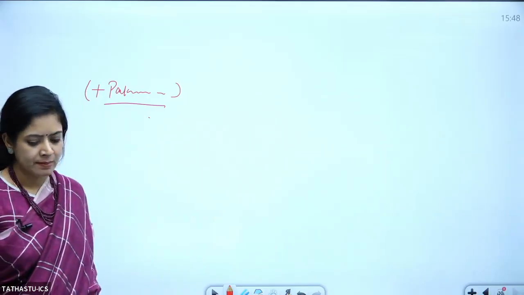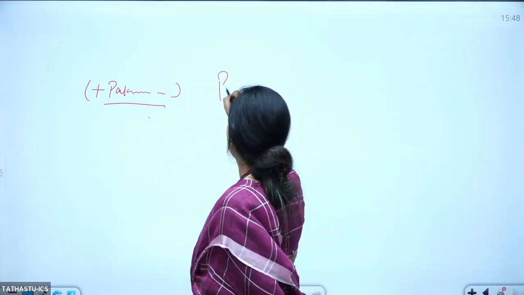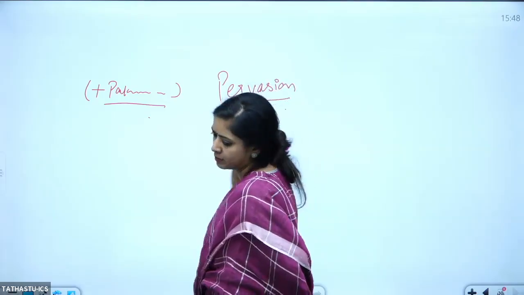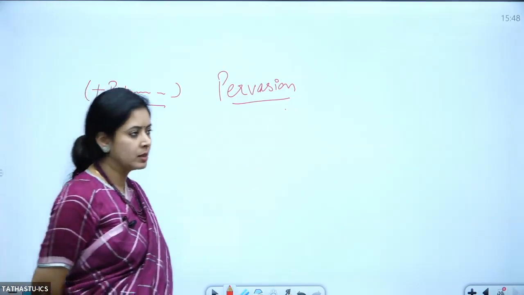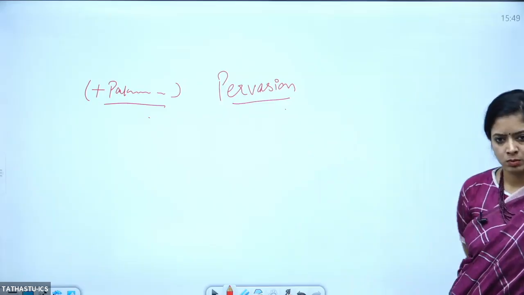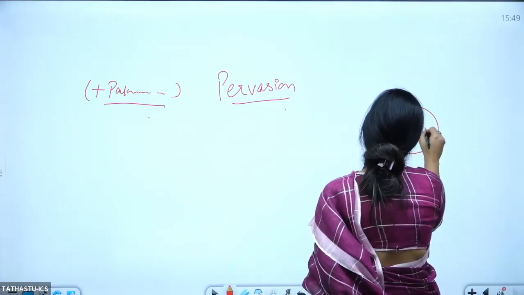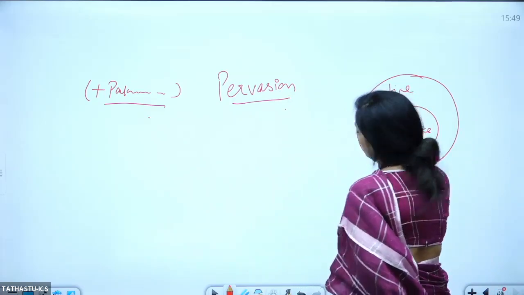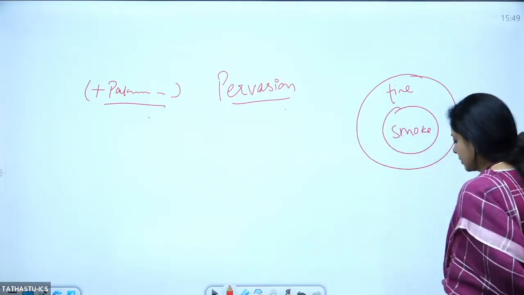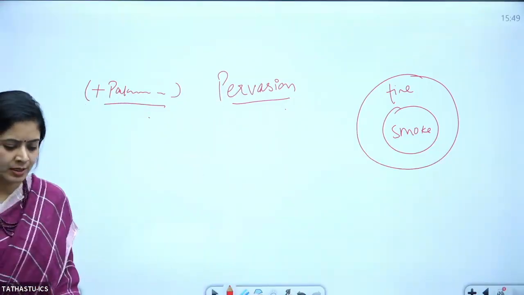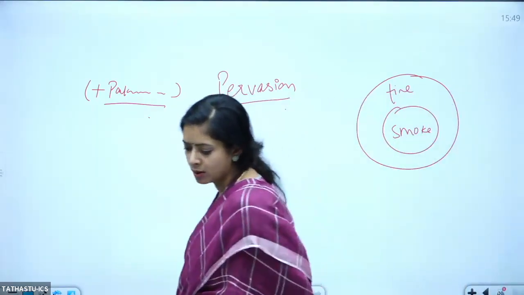Third, literally vyapti means pervasion. That is, smoke, in bracket you write hetu. Smoke is pervaded, or always accompanied by fire. In bracket write sadhya. That is, wherever there is smoke, there is fire.